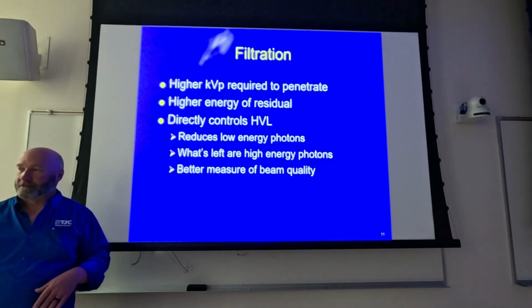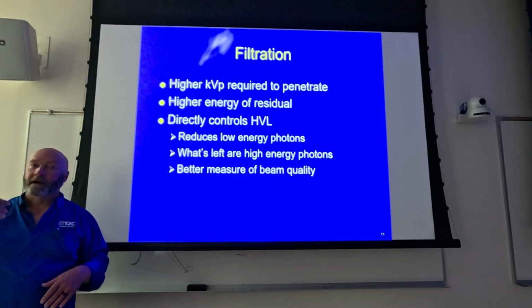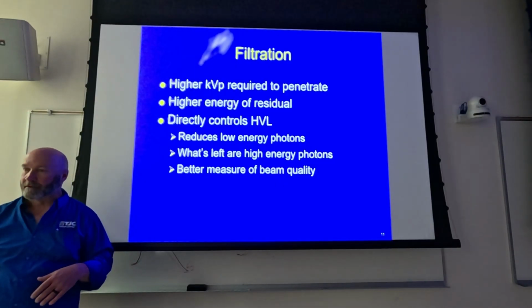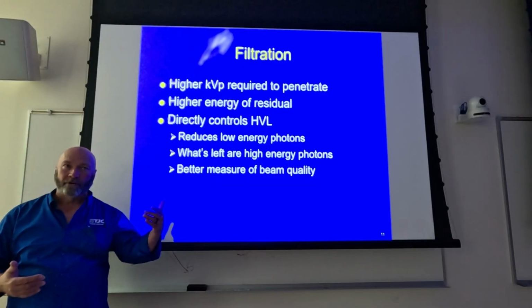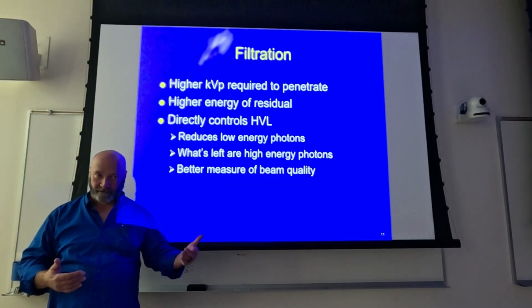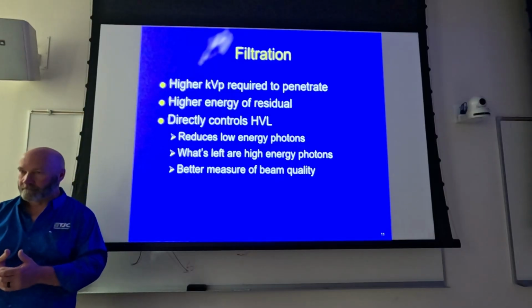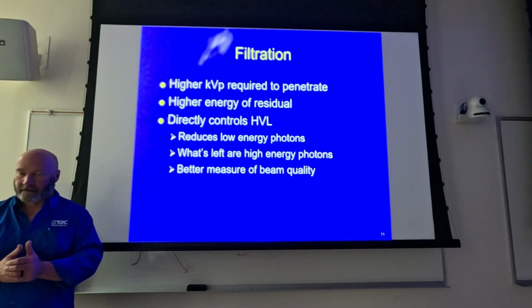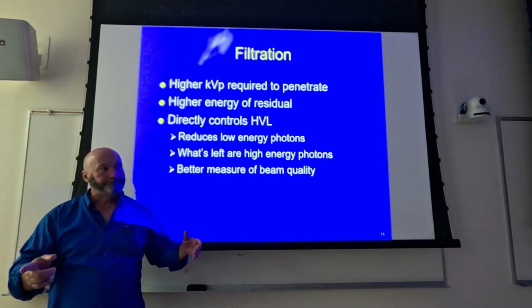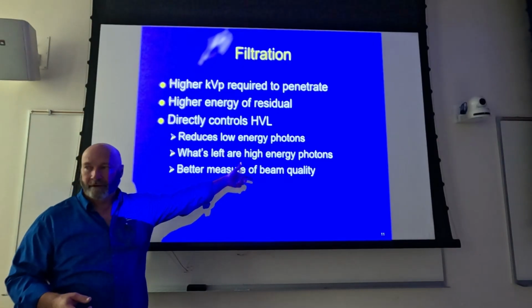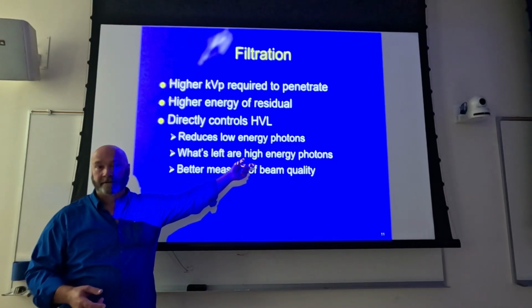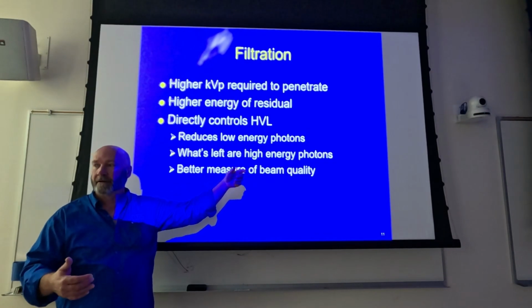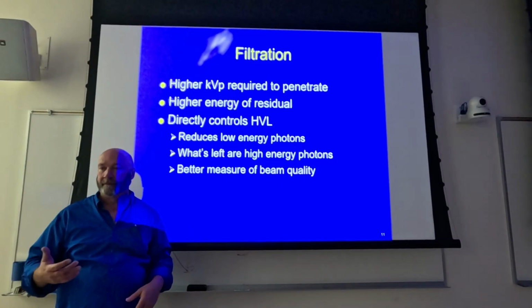The old tube might take 2. Because we have a higher average, it might take 2 millimeters of aluminum, so its half value layer is 2 millimeters of aluminum. So the higher the half value layer, the more quality we have in the X-ray beam. Got that? In that way, half value layer is a better measure of beam quality than kVp. kVp is still valid, and it's what we use, but half value layer is a better measure of beam quality.